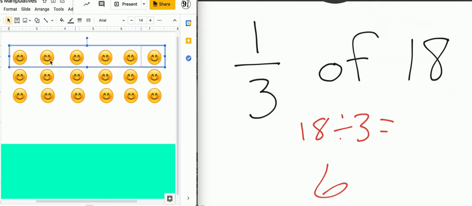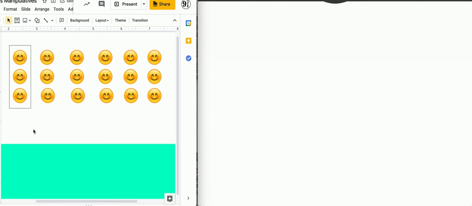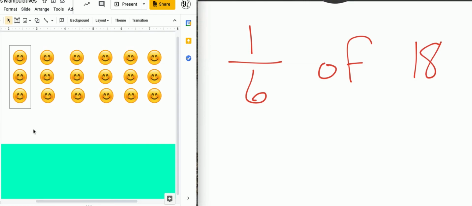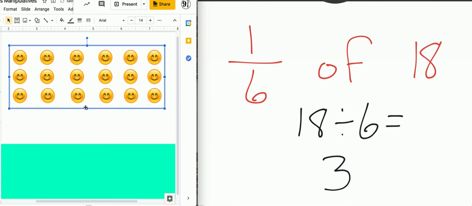Same idea. If we were to go look at this piece, this would represent 1/6 of 18. In this case, that would be like taking my 18 wholes and splitting it up into 6 equal parts. And you can see here that there are 3 smiley faces in each part. Now, this works again if we go across, which is splitting it into sixths, or if we split it into rows, which would be thirds.